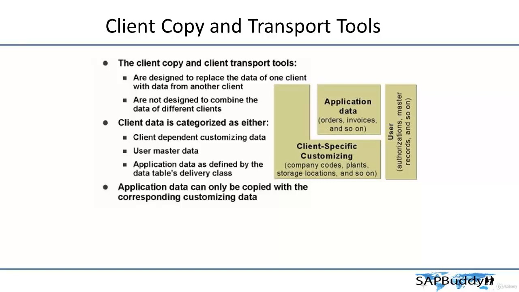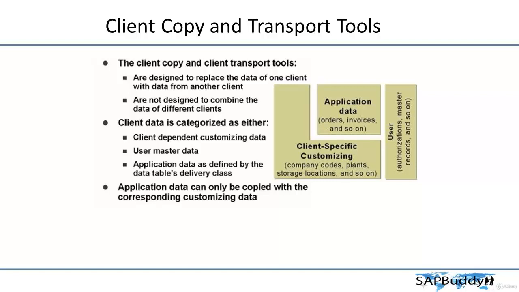As well as we have the application data that is stored in the tables, again based on the delivery class of this particular table. We will see what are all the delivery classes which we have in the tables. The main key point here is that the application data is also saved in the specific client in the data format.